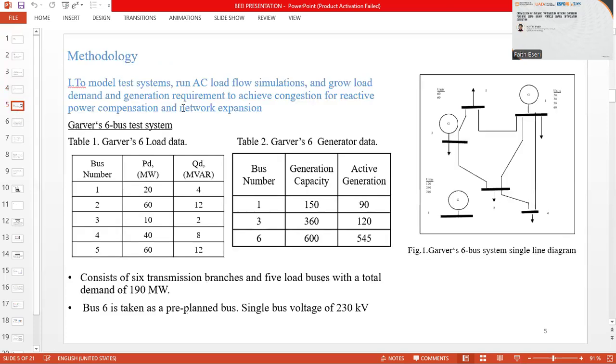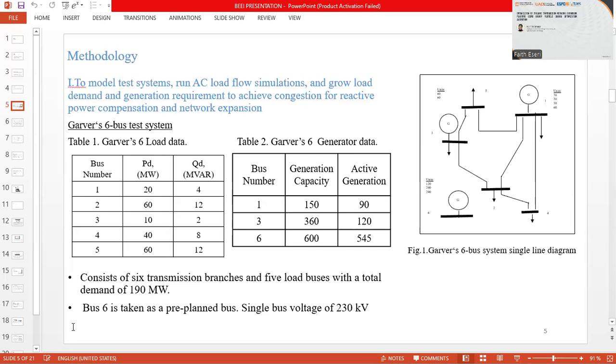The methodology, 1, the testing of the model system, AC load flow simulations, and the growing of the load demand and generation requirement to achieve the congestion and reactive power compensation for network expansion is as below. Table 1 gives the load data of the Garver 6-bus system, the active and reactive power of the bus loads. Table 2 gives generator data at buses 1, 3, and 6, with capacities of 150, 360, 600 respectively, and active generation of 90, 120, and 545 megawatts respectively.